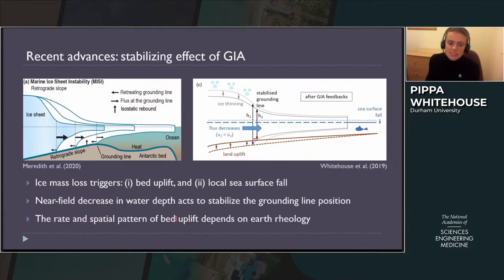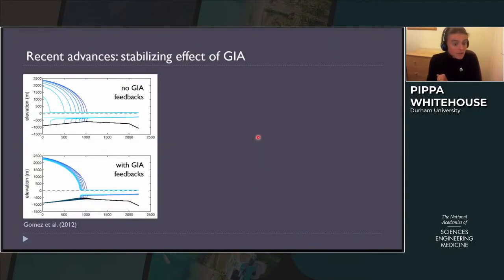But the details largely depend on Earth rheology. It depends on how quickly the land responds to the ice loss, and it depends on the spatial pattern of that rebound as to whether it can influence the water depth at the grounding line sufficiently to slow down the retreat. That's the theory. Over the last 7 or 8 years, these have been implemented into models.